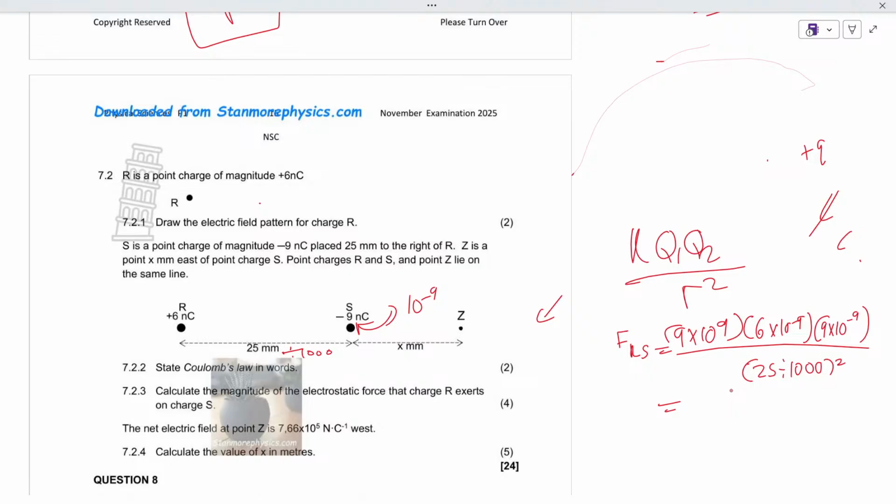You are also free to use Venda. If you want to use Venda, you can. Okay, so you can press the calculator, then we get our answer.